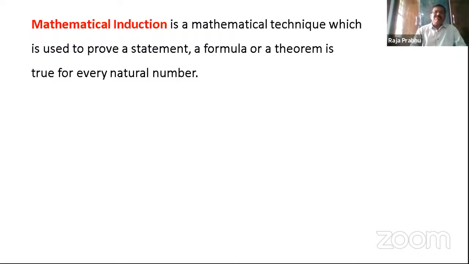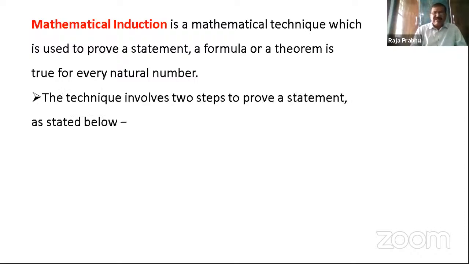Firstly, mathematical induction is one of the techniques which is used to prove a statement, a formula, or a theorem, whether it is true for every natural number or not. Every natural number or positive integer is nothing but starting from 1, 2, 3, 4, 5, and so on. Now let us see what that is. This technique mainly involves two steps to prove any statement. So what are those two steps?